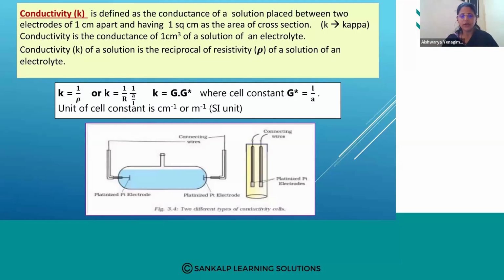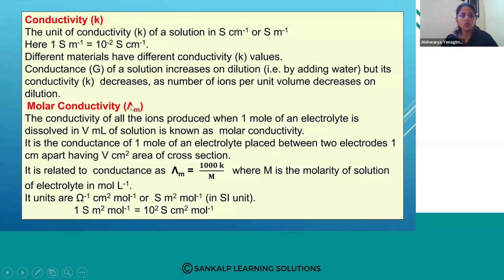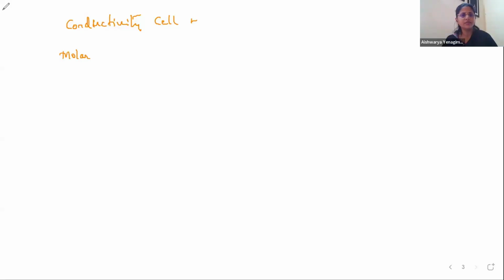Molar conductivity is denoted by lambda M. This is the small letter lambda; in lambda also we have capital and small letter. So this is my capital letter lambda. Lambda M stands for molar conductance. Molar conductance is something related to concentration. Correct? Fine. So I'll write here: molar conductance, denoted by lambda M.